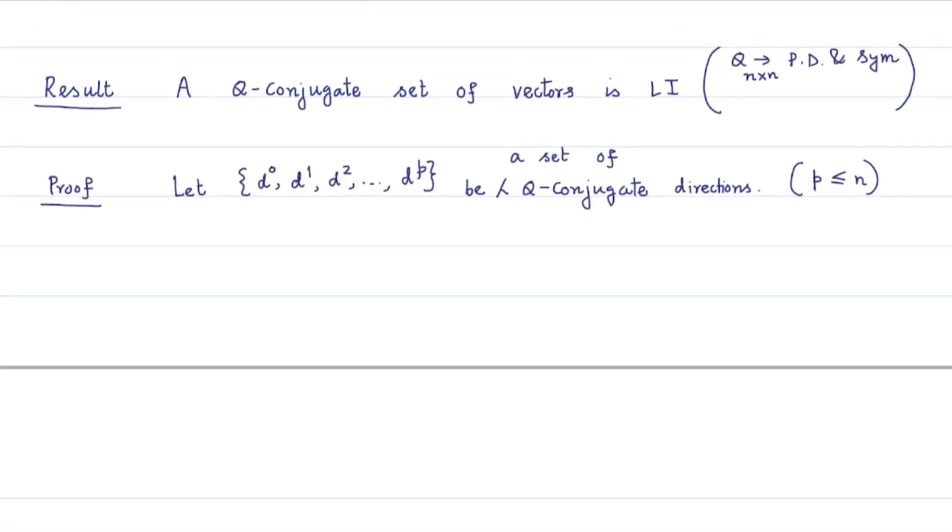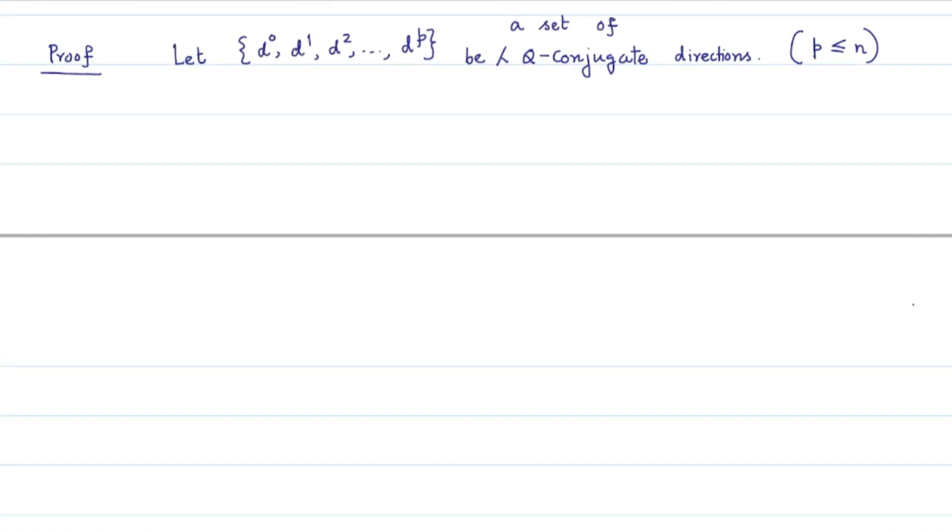Now to prove that this set is linearly independent, we consider the equation alpha naught d naught plus alpha 1 d1 plus so on till alpha p times dp is equal to 0, where alpha naught, alpha 1 till alpha p are scalars. Here the right hand side 0 means the zero vector or the null vector. We will prove that all these alpha i's must be 0 for this equation to be satisfied, and that will prove that this set is linearly independent.